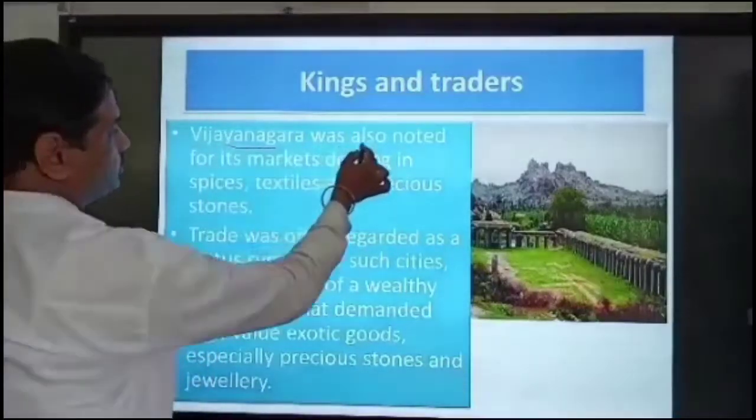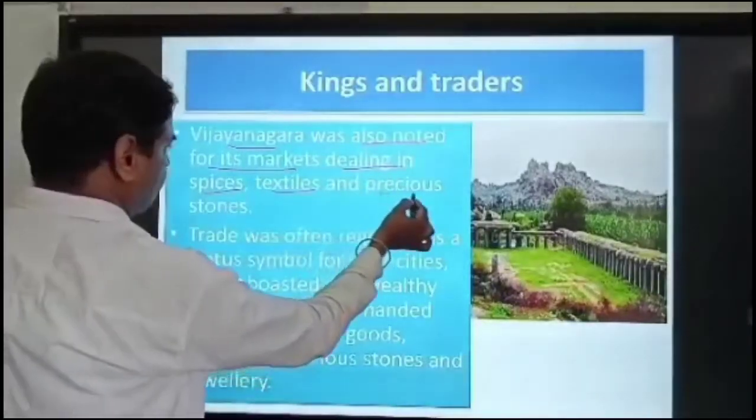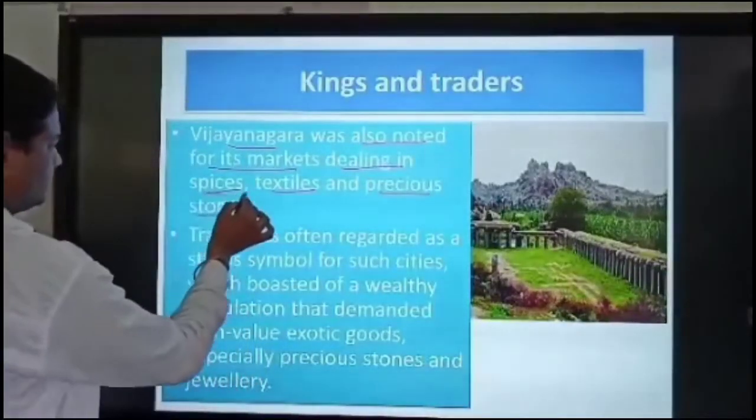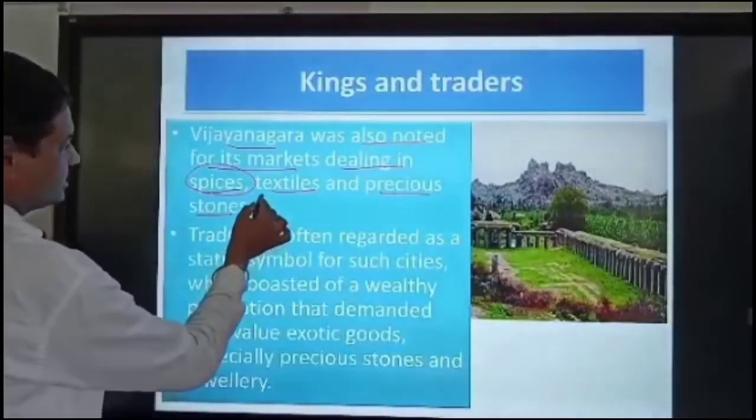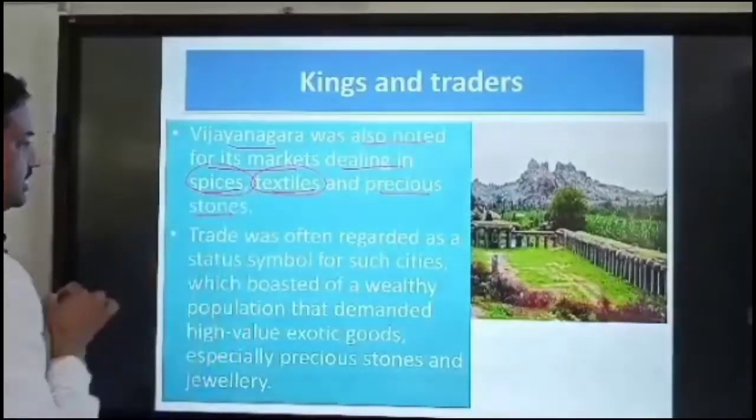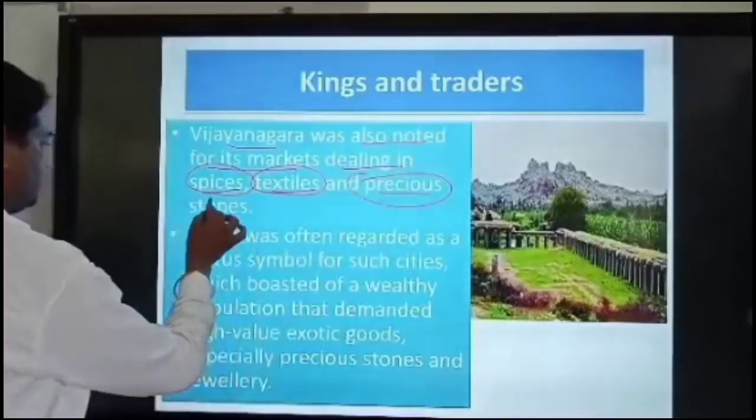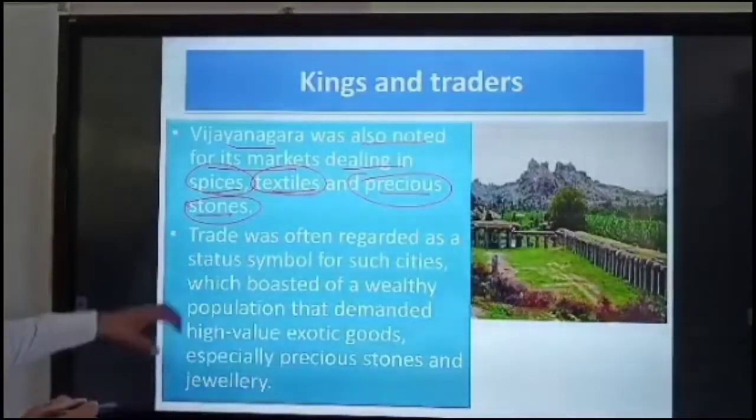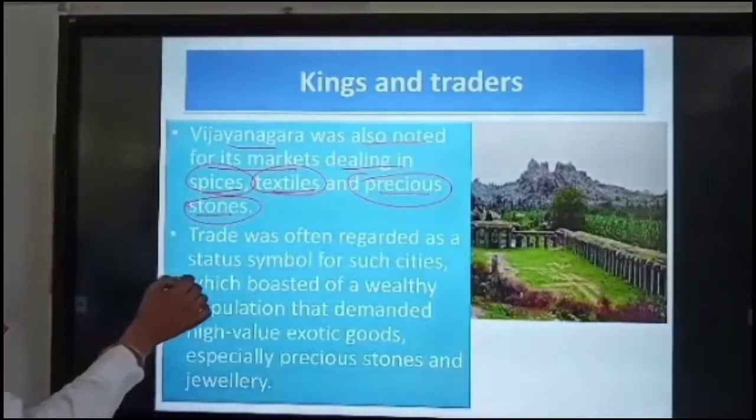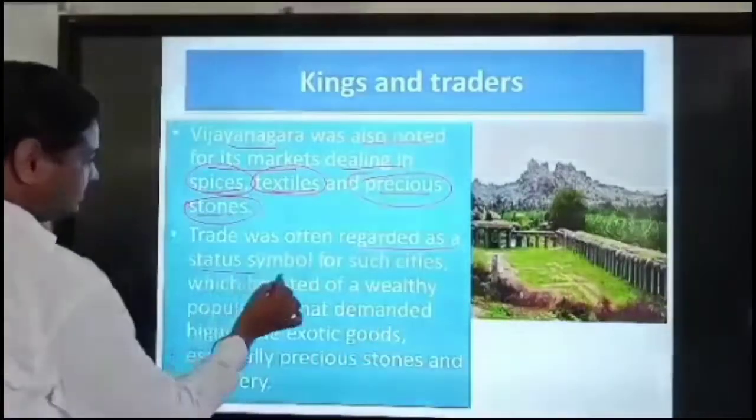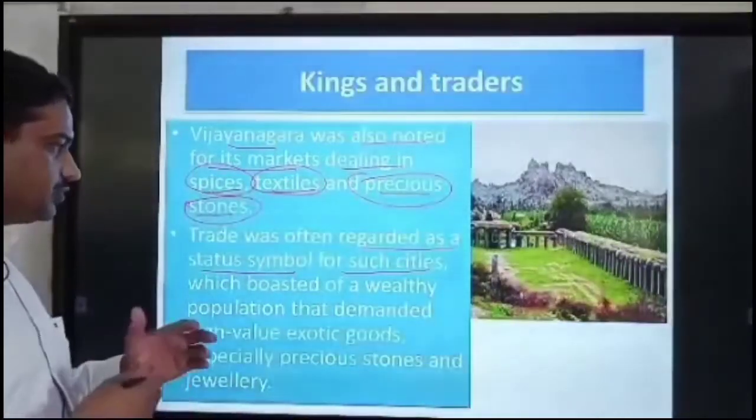Vijayanagara was also noted for its markets dealing in spices, textiles and precious stones. Spices were the products which were supplied from India to the European countries and Arabian countries. Textiles were also manufactured in India, so these used to be export items, as well as there used to be import of precious stones in that area. So the city of Vijayanagara was full of these items, that is spices, textiles and precious stones. Trade was often regarded as a status symbol for such cities because these cities got their affluence or prosperity from trade.